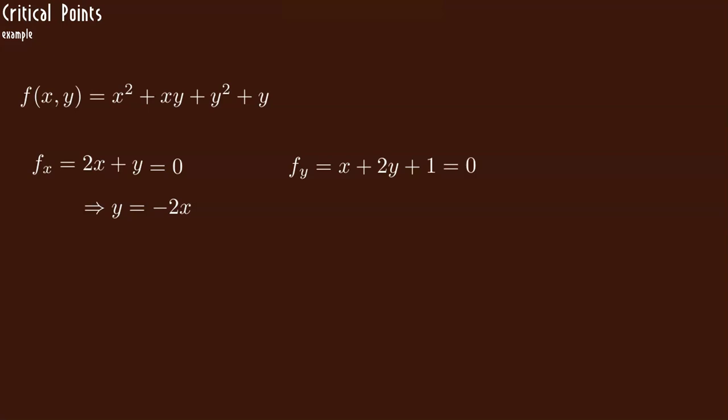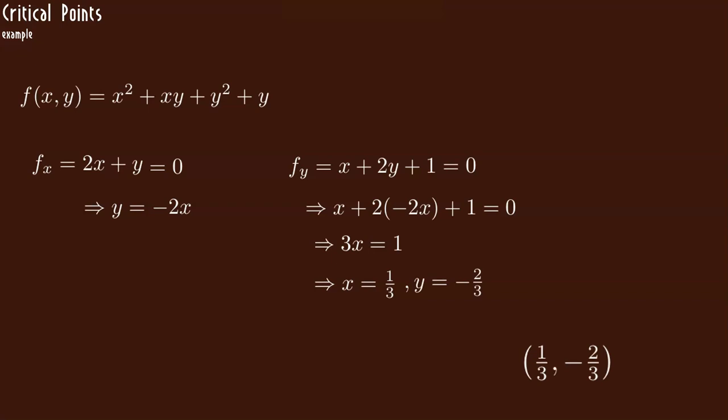I set it equal to 0. I'm going to replace that y in there with negative 2x, and simplify, solve for x. So I get x is equal to 1/3. Plugging that back in over on the right, I get that y is negative 2/3. So my critical point is (1/3, -2/3).